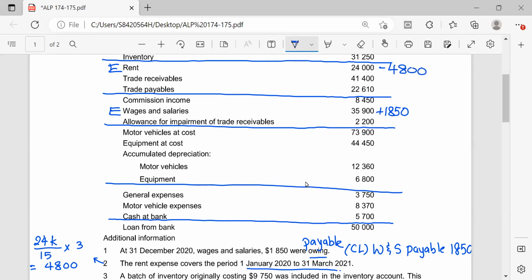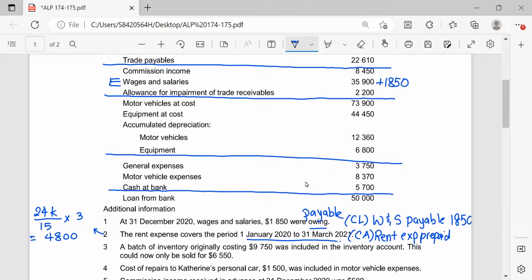So when you pay too much, it's actually a CA, rent expense, prepaid. Okay, it's fine. Usually you put the word prepaid in front. Okay, this down here, I forgot. Okay, I put it at the back. Okay, so prepaid, put it at the back. It's fine as well. So it's 4,800.